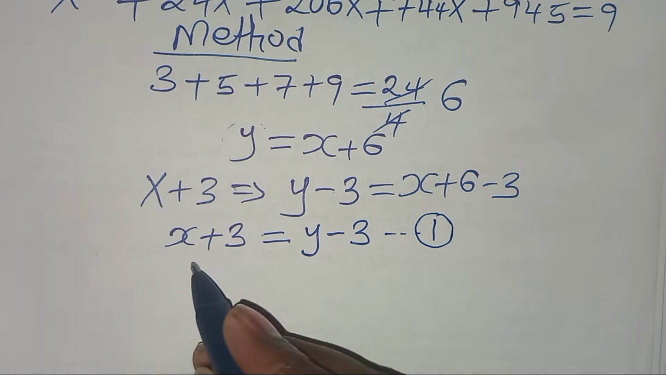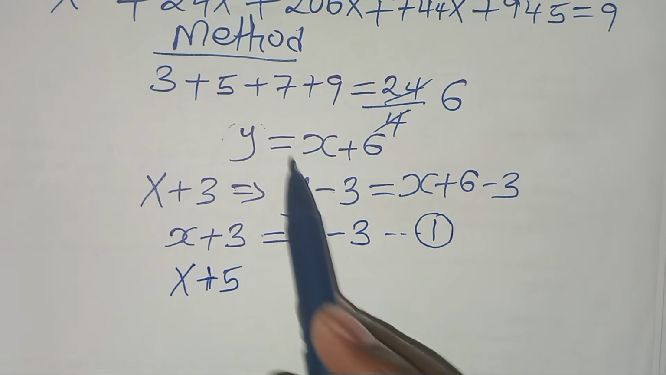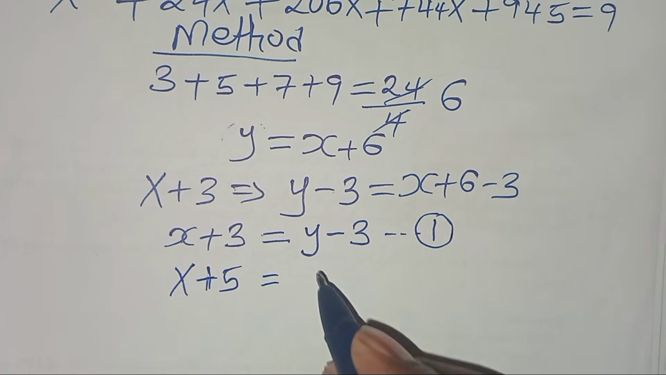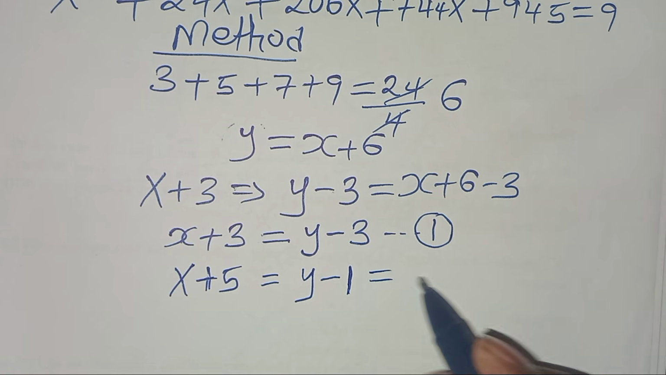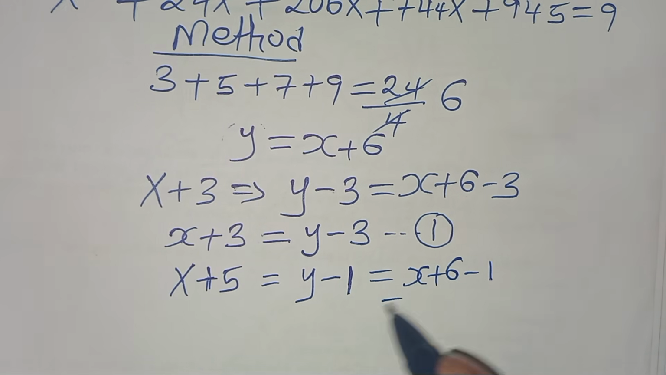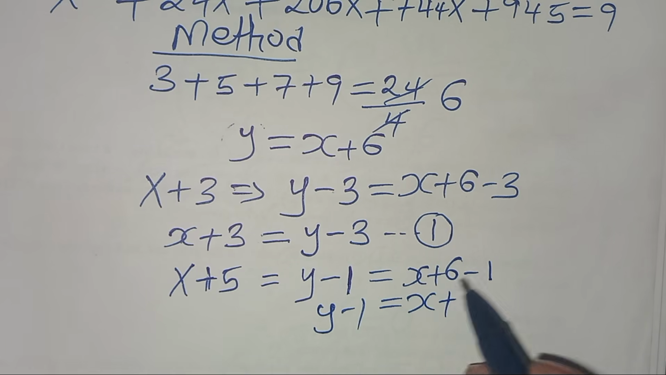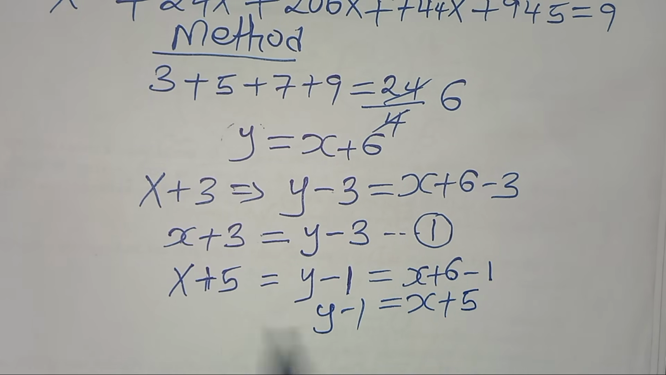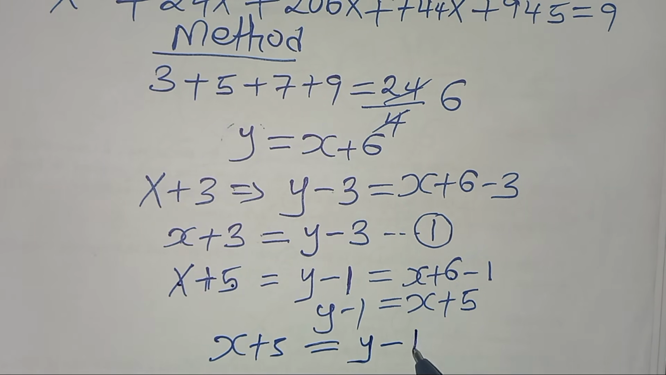Again, now we have x plus 5. In terms of variable y, this is the same thing as y subtract 1, which is x plus 6 subtract 1. So y minus 1 is the same thing as x plus 6 minus 1, which is x plus 5. So x plus 5 is the same thing as y minus 1. Let's call this equation 2.